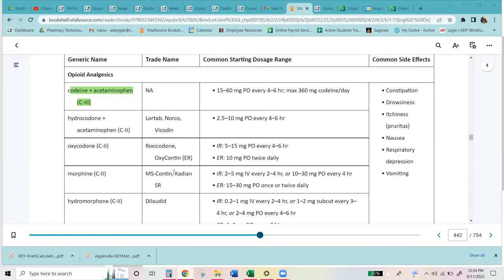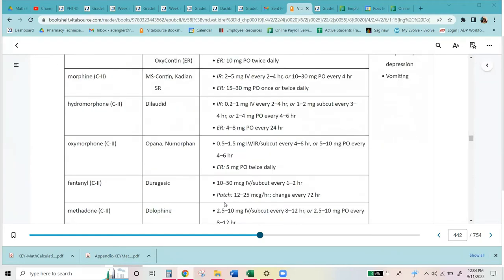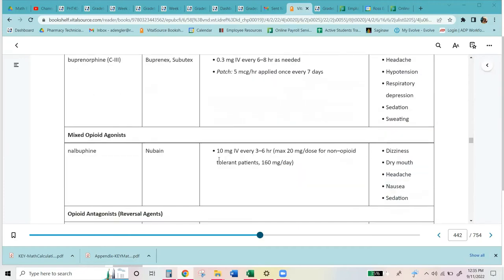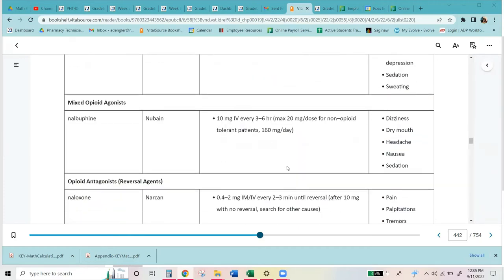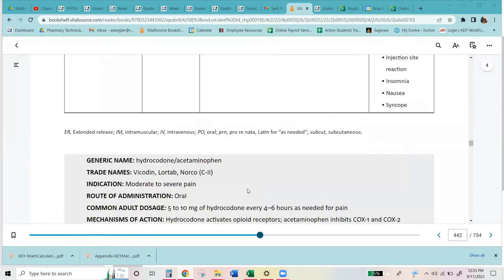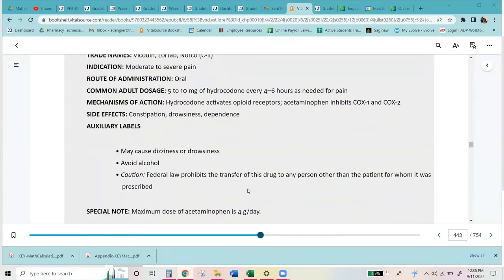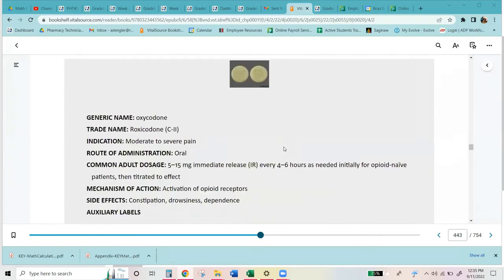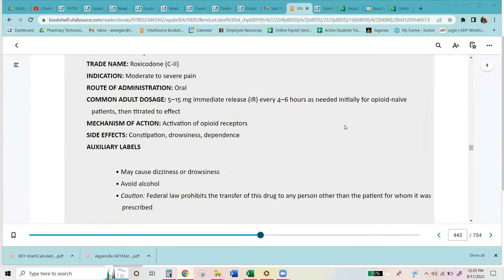I don't know if that happened or what's going on with that, but we also have Oxycontin, morphine, Dilaudid, Opana, Duragesic, which is fentanyl, and methadone. And we have partial opioid agonists such as Subutex and Buprenex, and mixed opioid agonists like Nubain. Then we have reversal agents, Narcan and Vivitrol. Hydrocodone is available orally. Oxycodone is available orally.